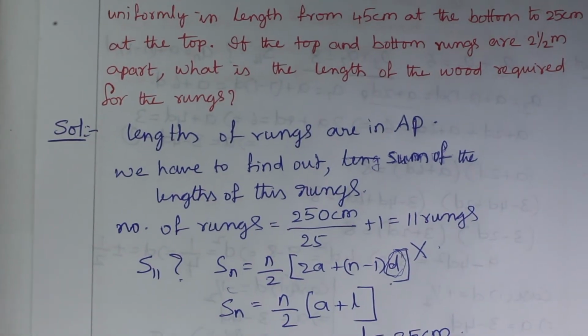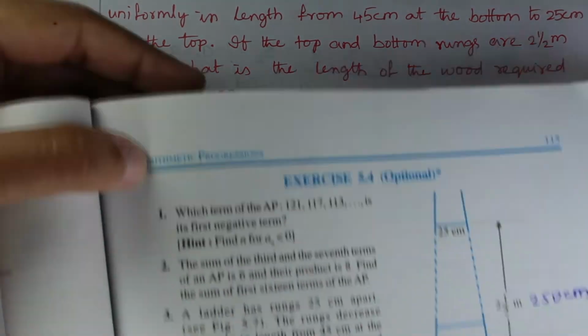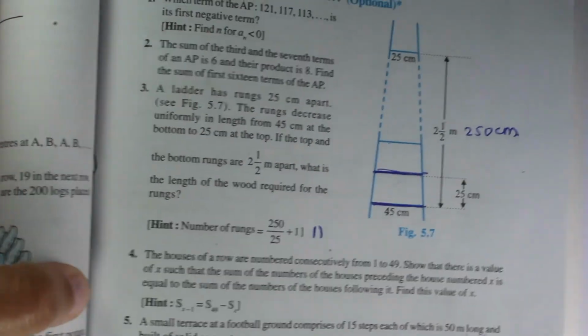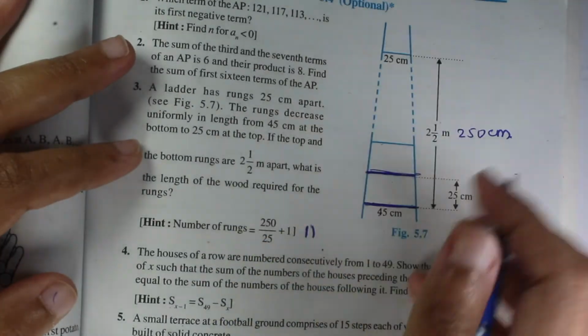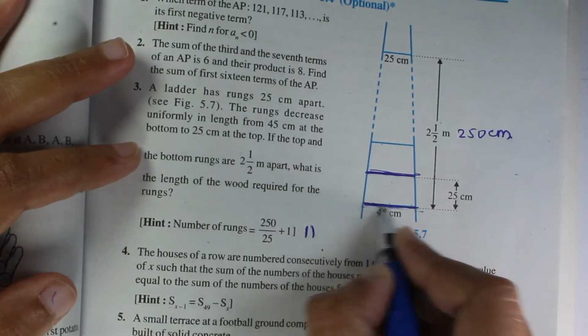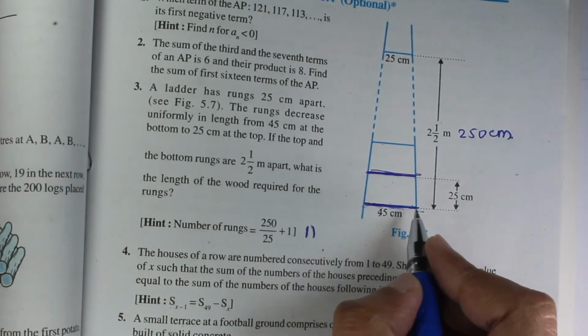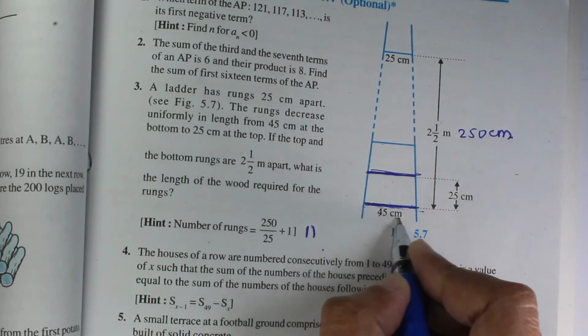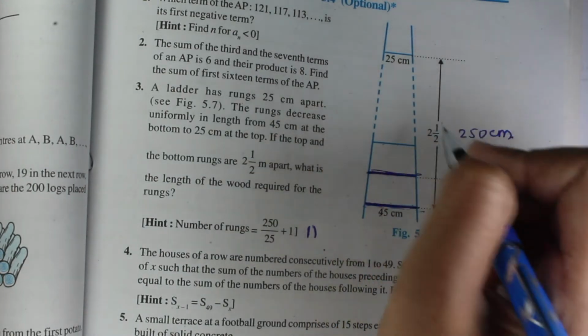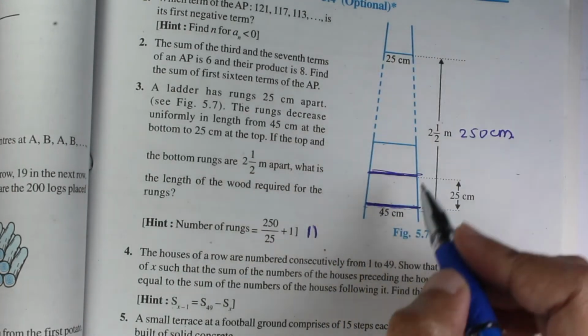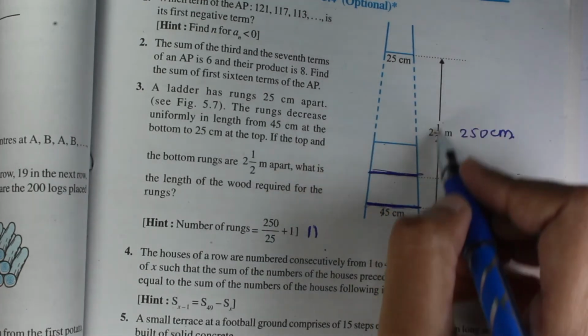Hope this is clear for you. I'll explain the question once again in case you did not understand. There is a ladder and these are called rungs. The bottom rung is 45 centimeters and the top rung is 25 centimeters in length, and we have to find out the number of rungs.